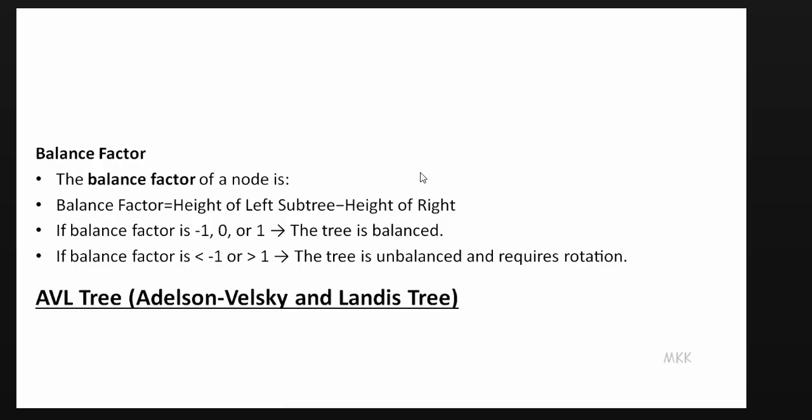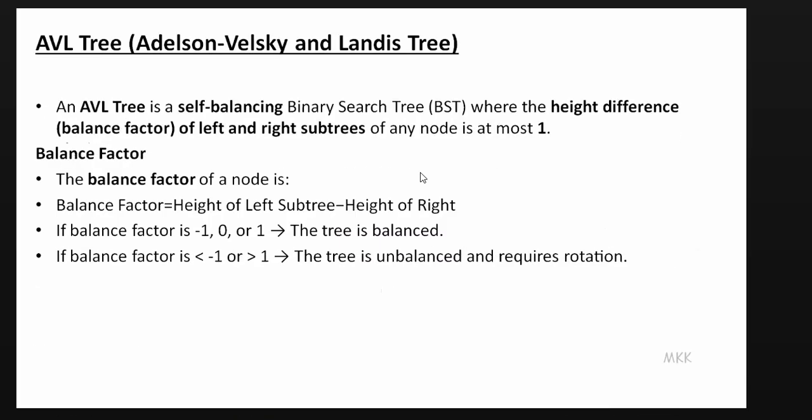Coming to AVL trees, AVL stands for Adelson-Velsky and Landis tree, which is its full form. An AVL tree is a self-balancing binary search tree. We already know about the binary search tree, where the root is at the top, the minimum value at the left, and the maximum value at the right. What does AVL tree mean? It is a self-balancing binary search tree where the height difference between the left and right subtrees of a node is at most one, called the balance factor.